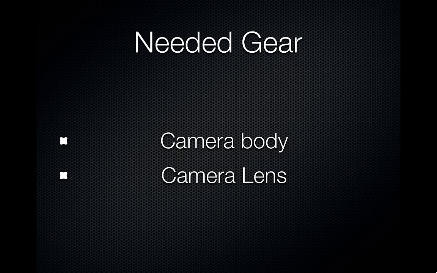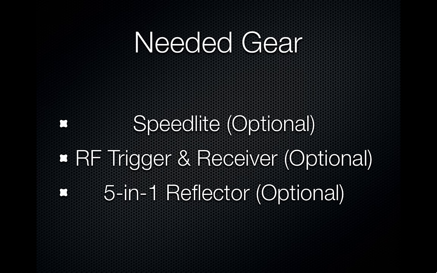Now, if you will shoot still life, people like to ask always, what gear do I need? You just need a camera body and a camera lens. It's that basic, folks. However, you might need some optional gear. Like, I sometimes shoot still life, and I have a speed light, an external flash, which I don't mount on my camera. I trigger it off camera using a radio frequency trigger and receiver. And I also bring a 5-in-1 reflector with me sometimes. It does come in very handy.